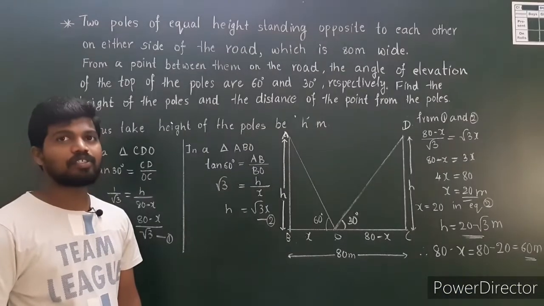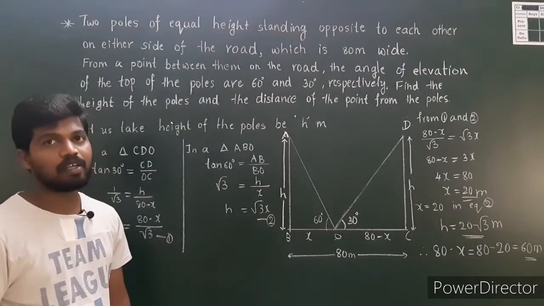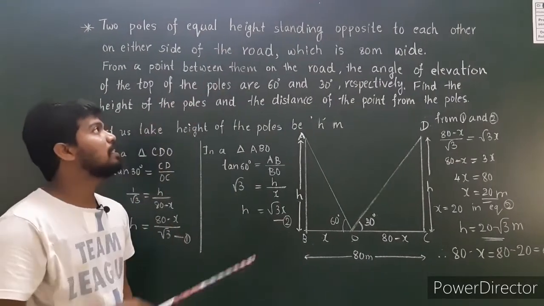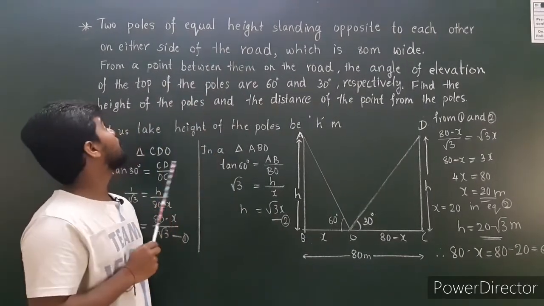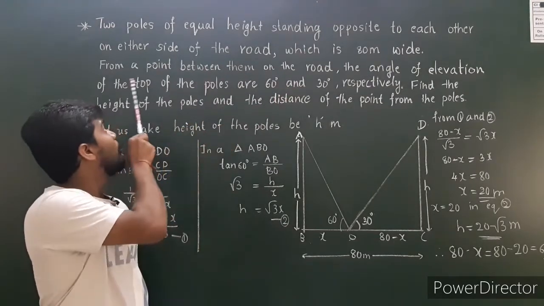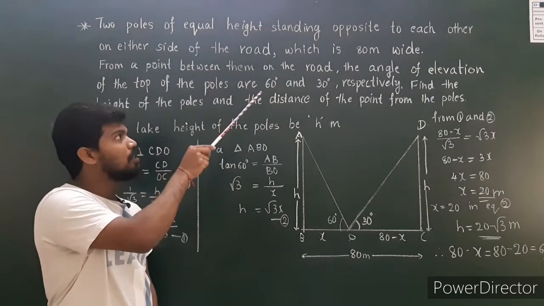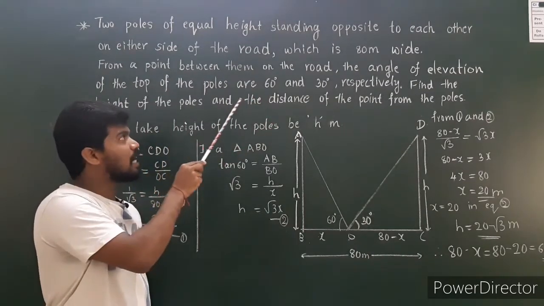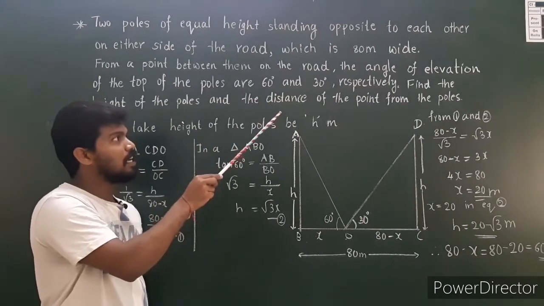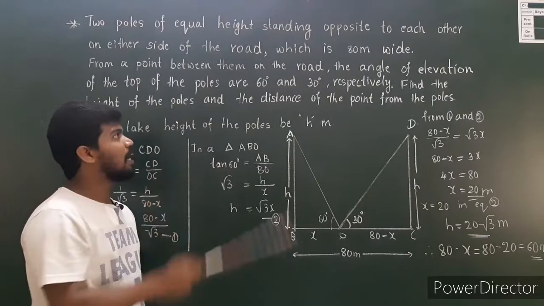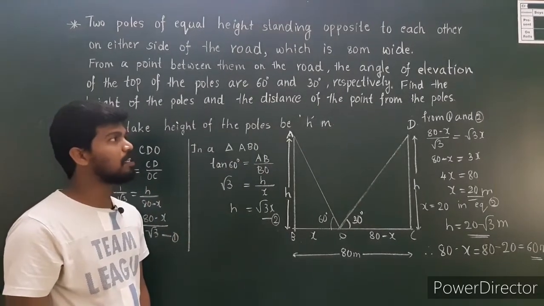So this is the continuation of some application of trigonometry. In the next problem, two poles of equal height are standing opposite to each other on either side of the road, which is 80 meters wide. From a point between them on the road, the angles of elevation of the tops of the poles are 60 degrees and 30 degrees respectively. Find the height of the poles and the distance of the point from the poles.